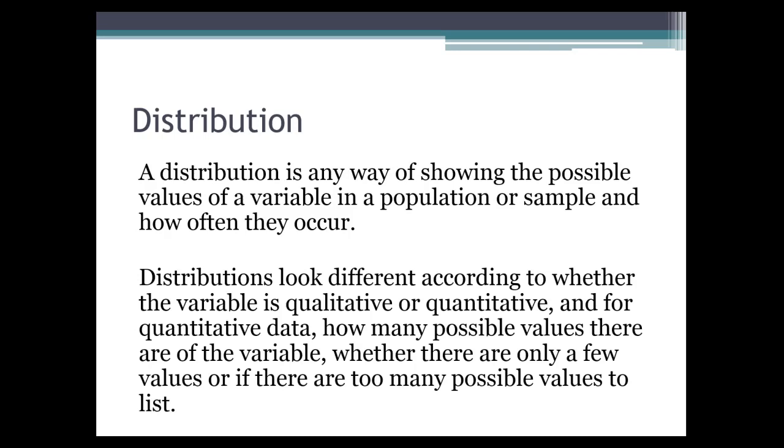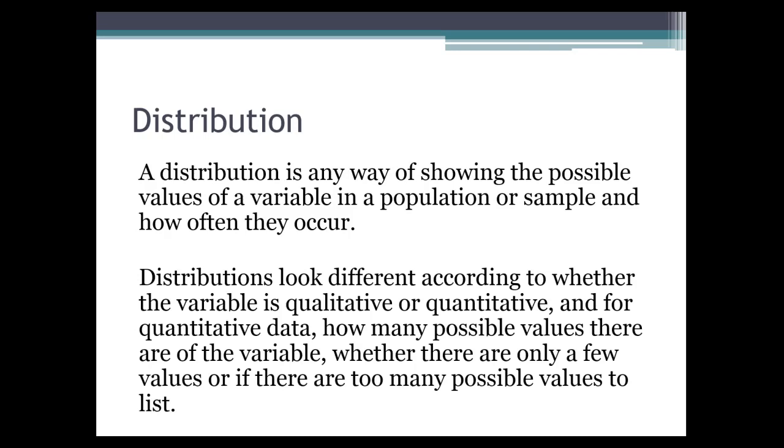Either one. So for now, we'll look at distributions in samples, and then when we get to the probability section, we'll be looking at them in populations. So we need to look at three different kinds of distributions. One is for qualitative data. We'll get to that in a little bit.